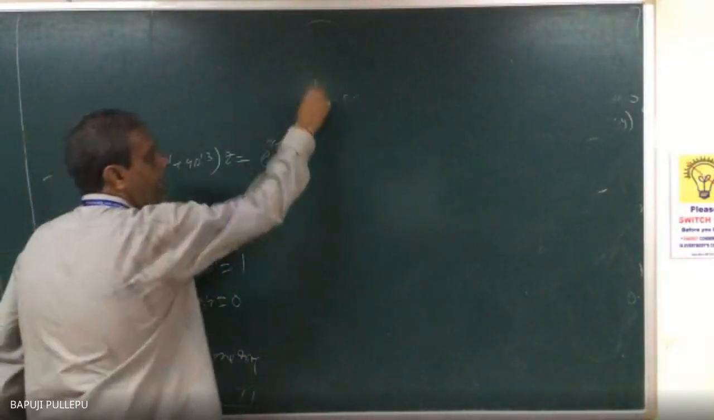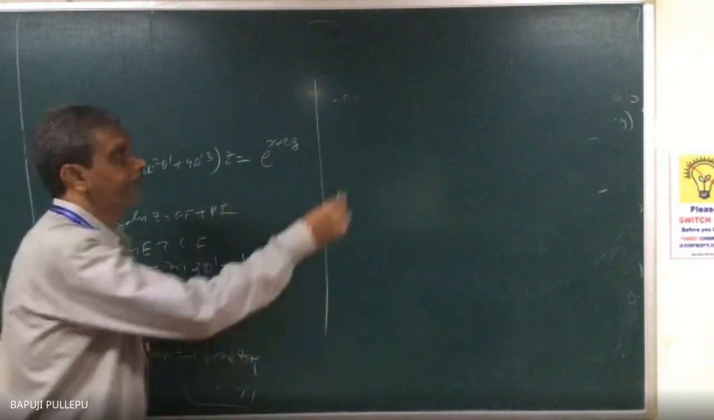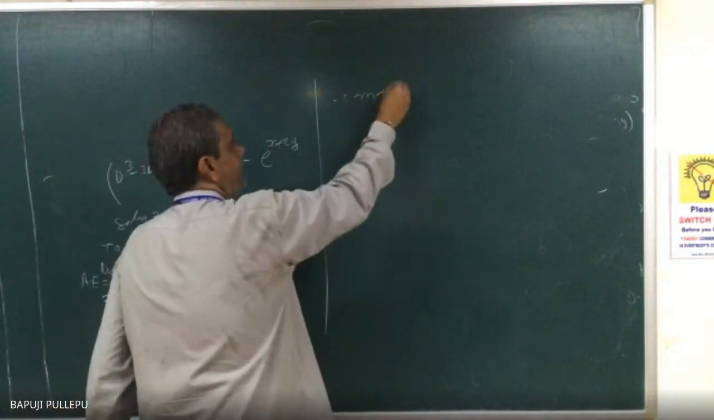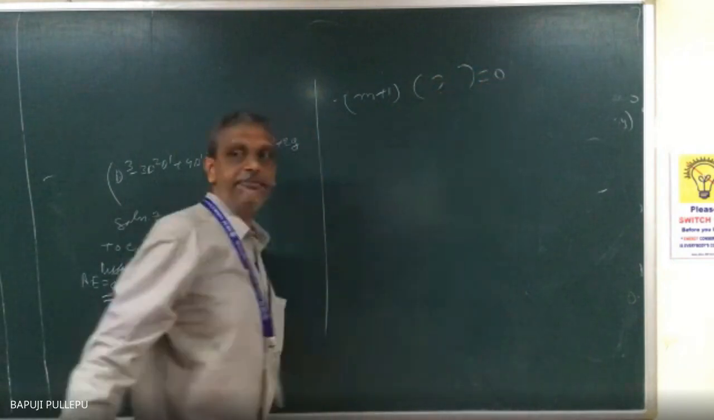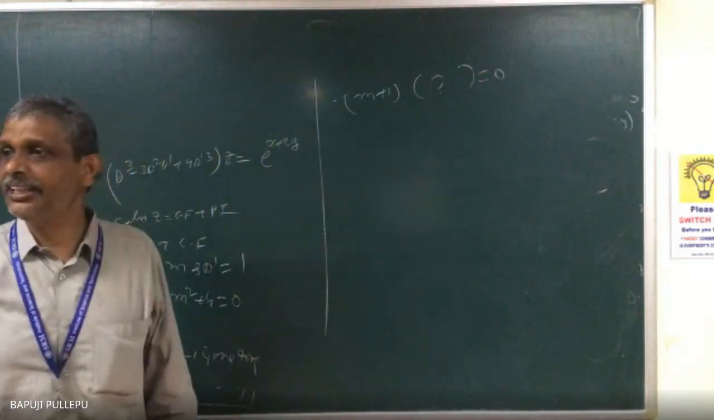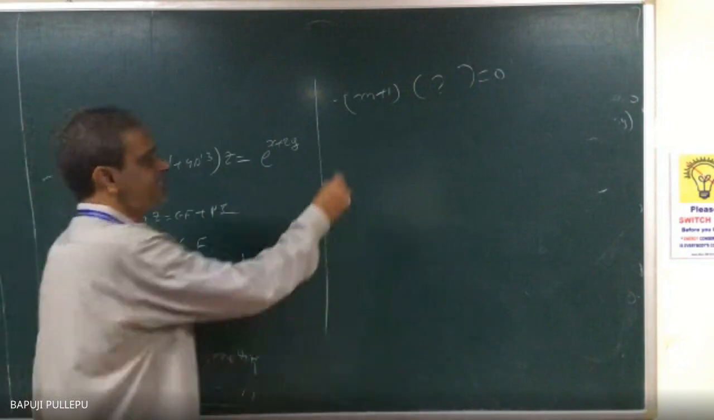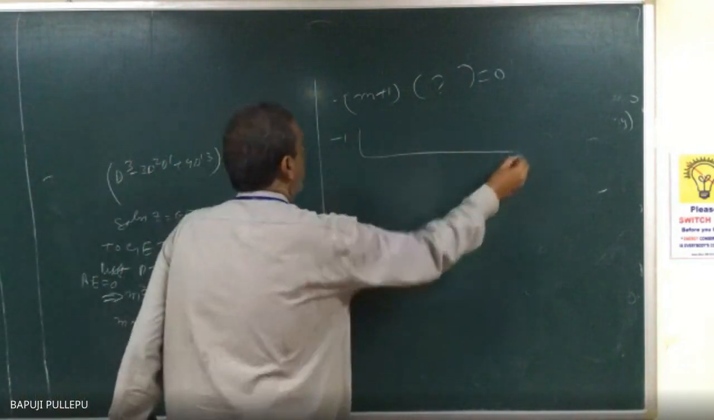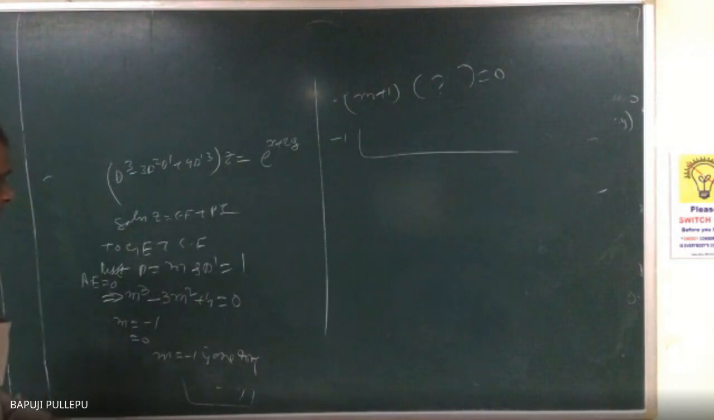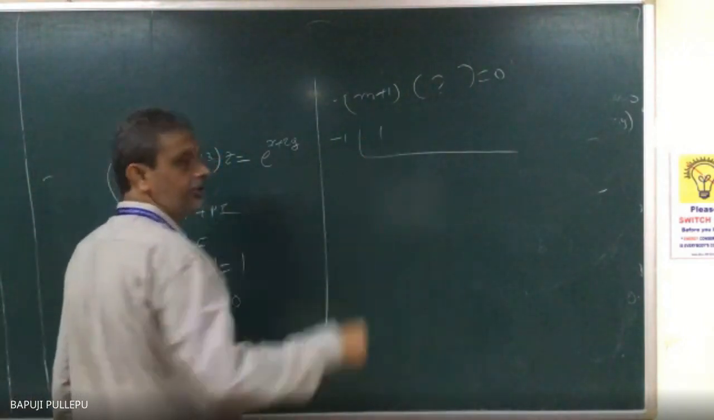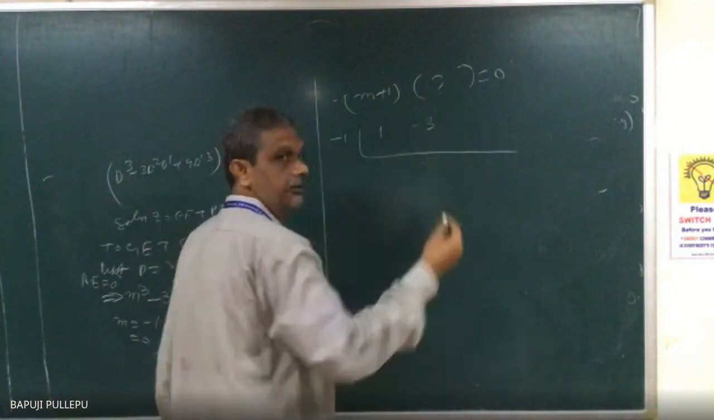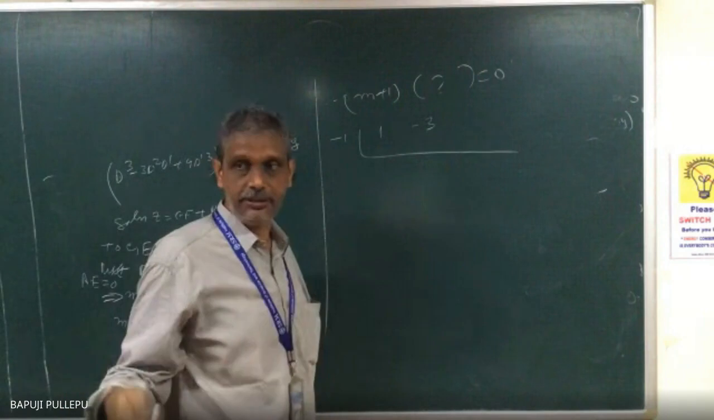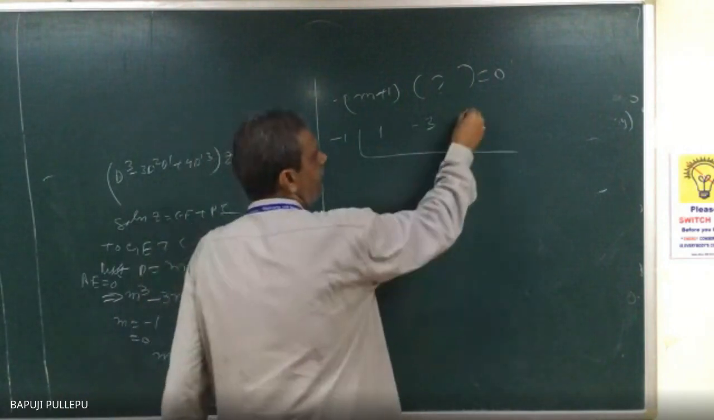So how can I write actually? M plus 1 into something I can write. To find this something, what I will do? Synthetic division. So minus 1 you can write. Right? M cube coefficient is what? Who is m cube coefficient? 1. M square coefficient? M coefficient? If not, 0 you can write. Constant?